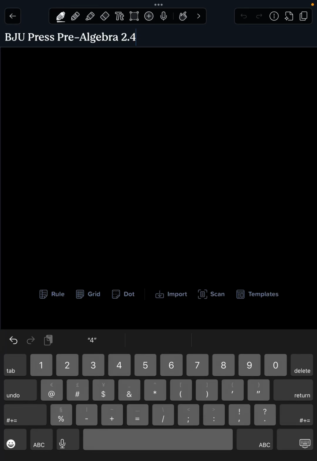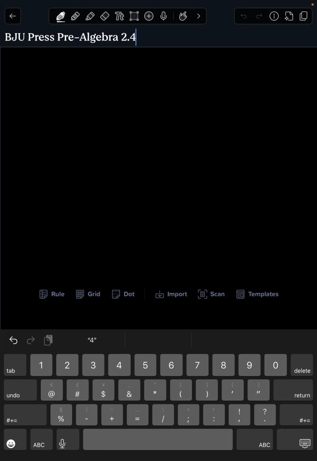All right, guys, today we're going to do section 2.4 in the BJU Press Pre-Algebra book. I'm on page 84. First question is number 1, essential question. List at least 3 word phrases that indicate each operation. And A is addition, B is subtraction, C is multiplication, D is division.